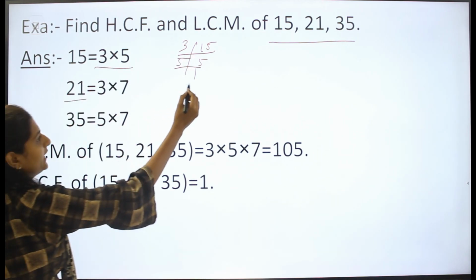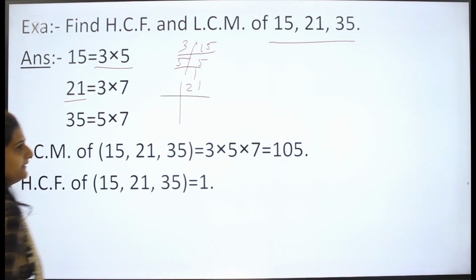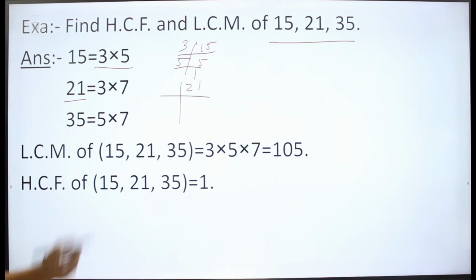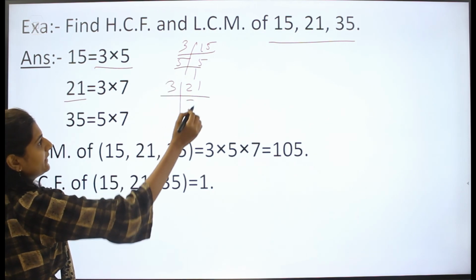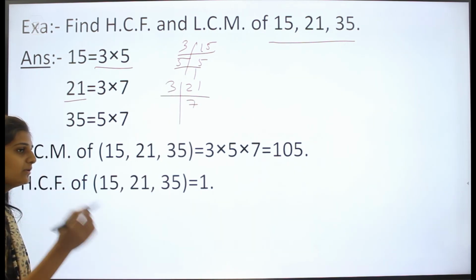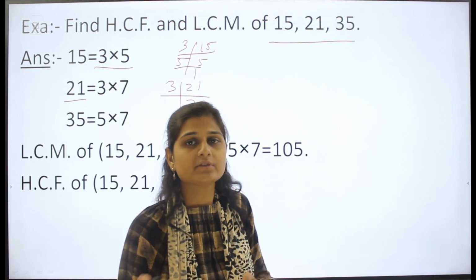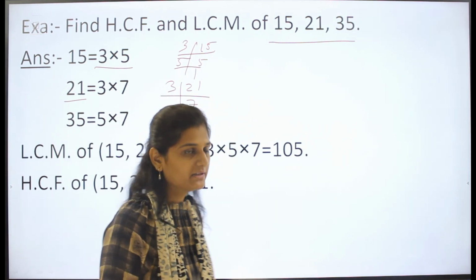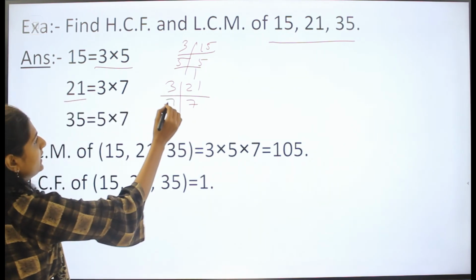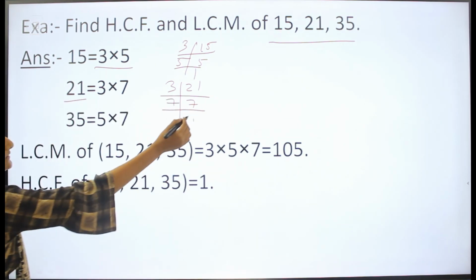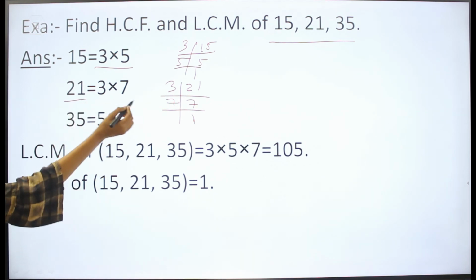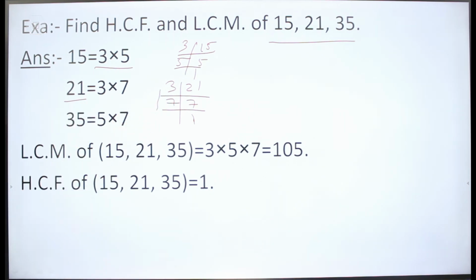Now we have to find the factors of 21. It is not divisible by 2, so I am going to 3. 3 sevens are 21. Now 7 is not divisible by 2, 3, 4, 5, 6. It will be directly divisible by 7, so you can write 7 ones are 7. Okay, so the factorization of 21 is 3 multiplied by 7.